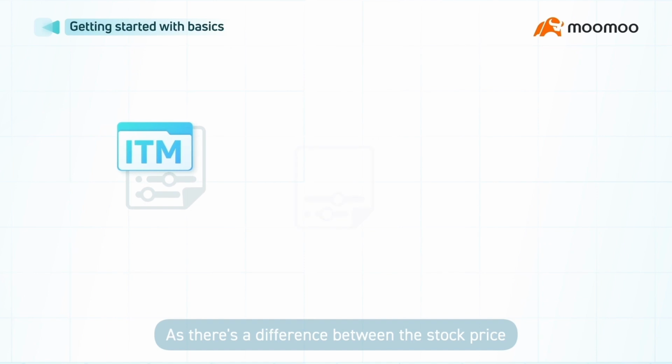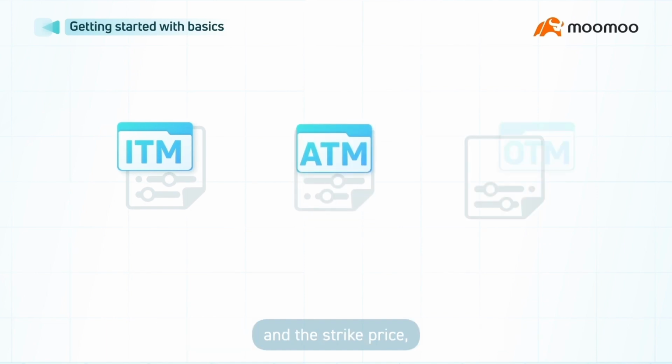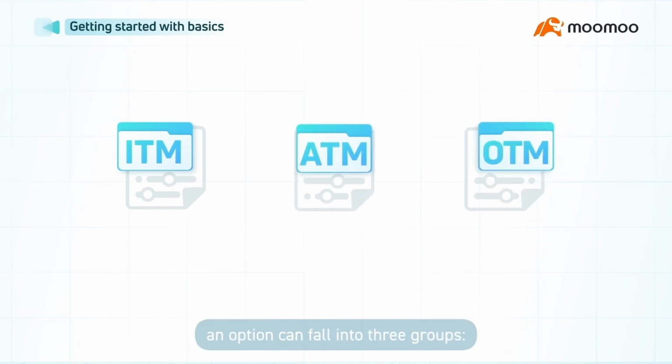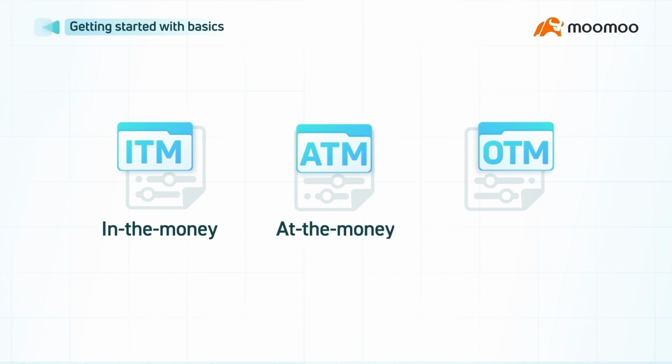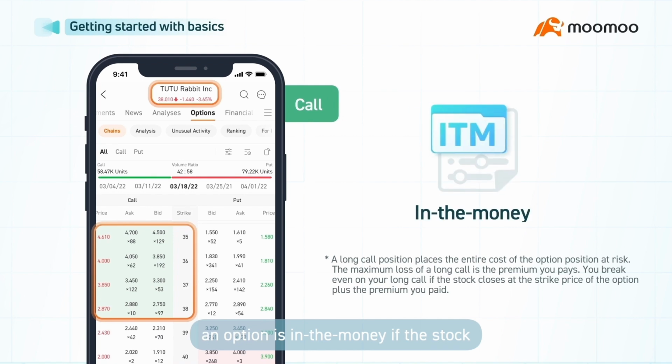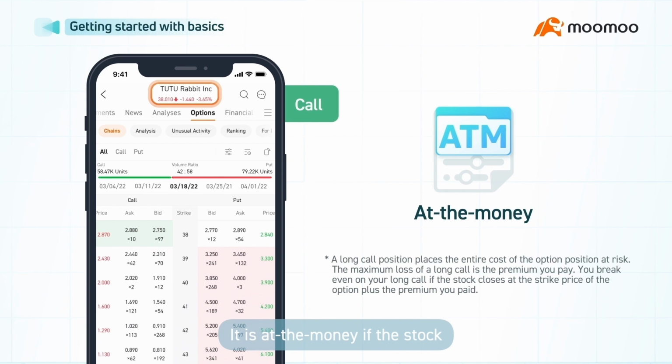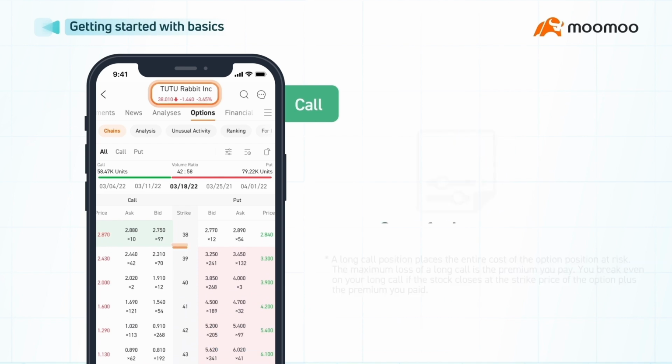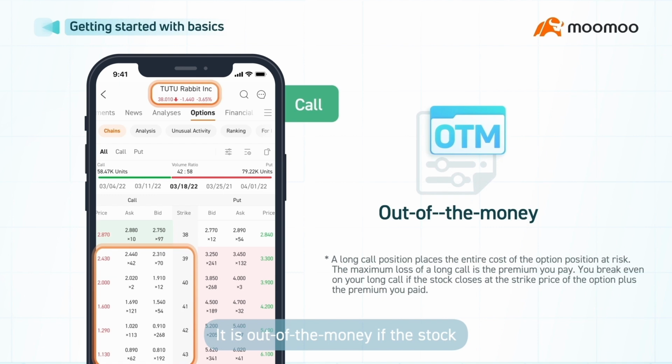As there's a difference between the stock price and the strike price, an option can fall into three groups: in the money, at the money, and out of the money. For calls, an option is in the money if the stock price is above the strike price. It is at the money if the stock price is equal to the strike price. It is out of the money if the stock price is below the strike price.